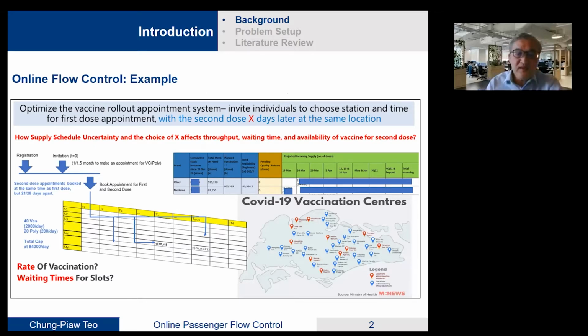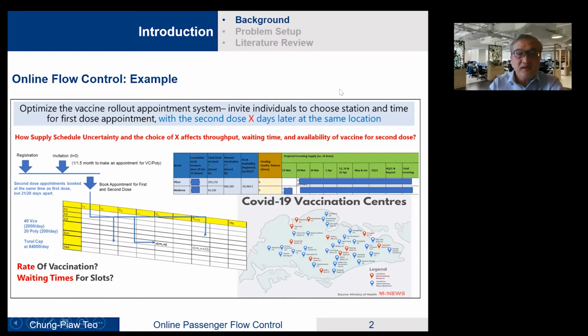This is a problem that you encounter in many operational problems. But let me start with this problem that the Singapore government actually came to the Institute of Operations Research and Analytics for help about 2 years ago. That was at the height of the vaccination exercise.